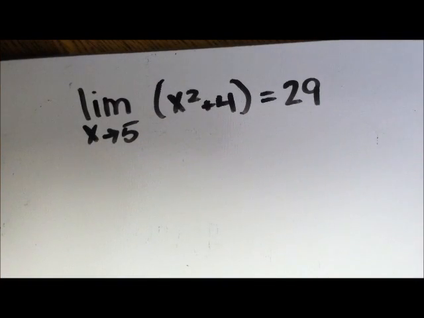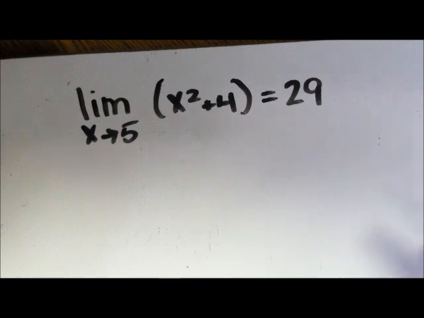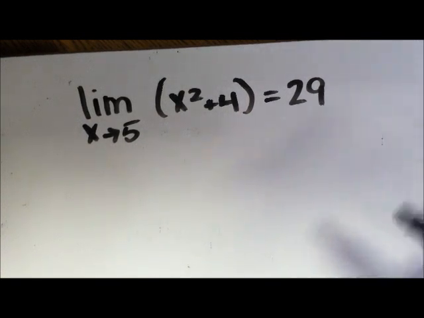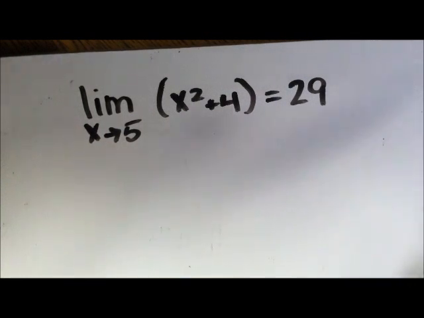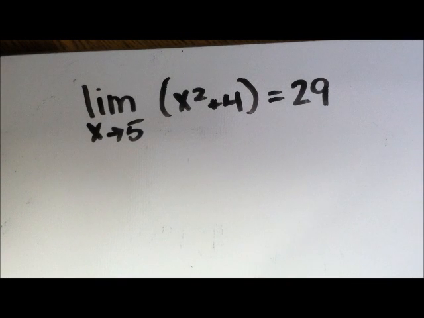Hey guys, I wanted to walk you through another limit problem where you're supposed to find delta for a given epsilon. I'm going to walk you through problem number 42 in your textbook if you want to follow along. And then tonight I want you to do problems 39 and 41 on your own. Check your work in the back of the book to make sure that you're understanding it.